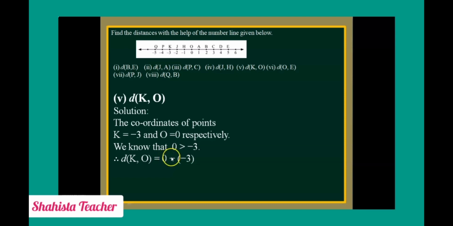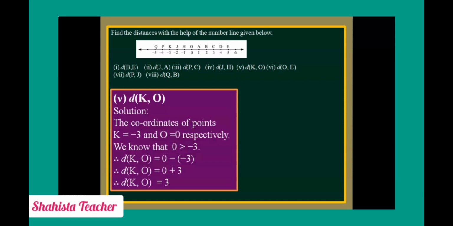So here 0 minus, because we are finding distances. So here we will put here minus sign. Inside the bracket we will put k value, that is -3. So here minus minus become plus. So 0 plus 3 is equal to 3. So distance of k comma o is equal to 3. So in this way we finish sub question 5.